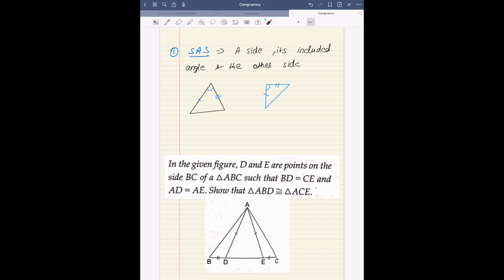So we have a question over here. Let's have a look. How do we show it? This question says, in the given figure, D and E are the points of side BC.